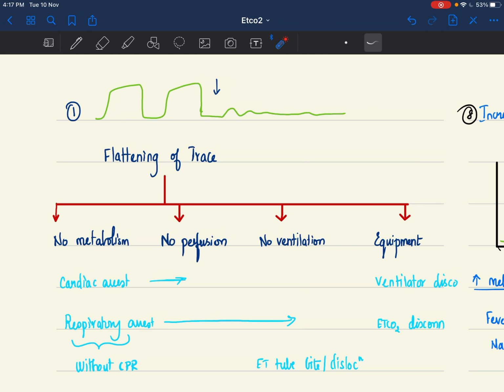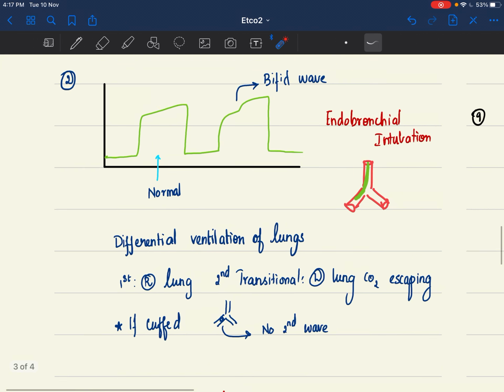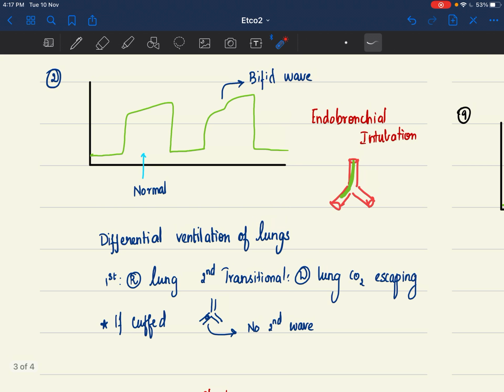A common thing that you should be looking for is your ETCO2 monitor disconnection or your ventilator tubing disconnection, because even then you will have a flattening of trace while the patient is actually being ventilated. Next is a bifid wave. So, this is a normal wave, and here you have a small bump. This bifid wave represents an endobronchial intubation, suggestive of differential ventilation of lungs.